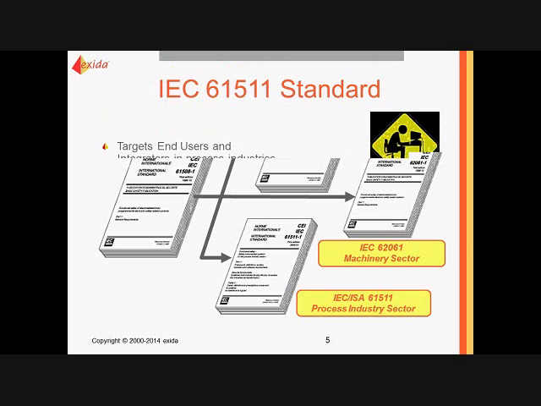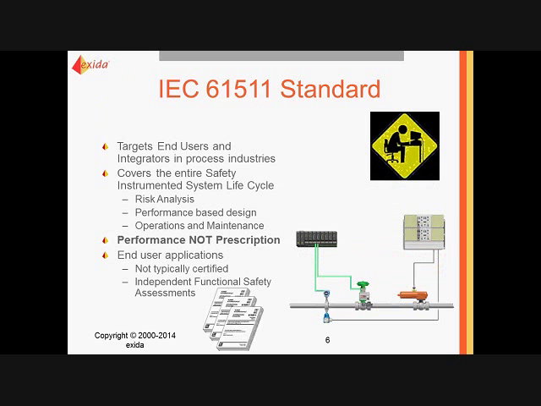So we're looking at 61511, where we target end users and integrators in process industries. This covers the entire safety instrumented system life cycle, and effectively there's three main phases. There's the risk analysis phase, where you do your risk assessments, you determine what your hazards are, what you need to protect against, and look at your risk reduction and what you need to achieve in terms of targets. And this is usually based upon the company's risk criteria. How much risk is the company prepared to accept and take?